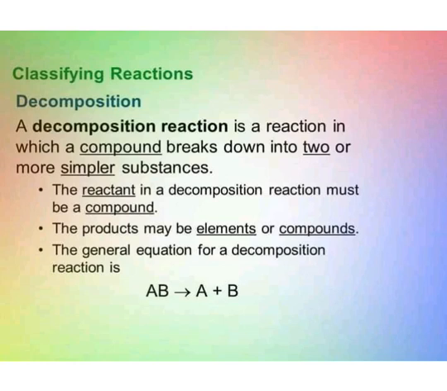Decomposition reaction. A decomposition reaction is a reaction in which a compound breaks down into two or more simpler substances. The reactant in a decomposition reaction must be a compound. The products may be elements or compounds. The general equation for a decomposition reaction is AB → A + B. The compound breaks into its constituent components A and B.